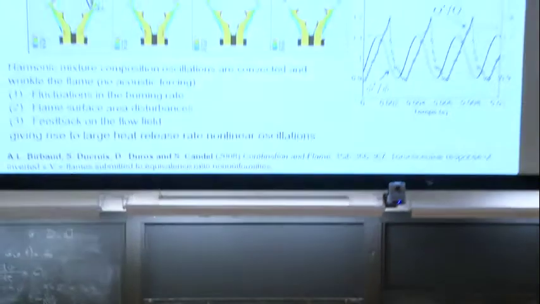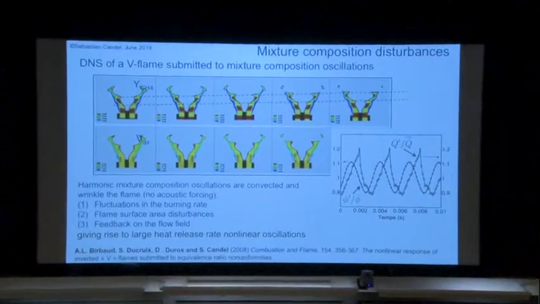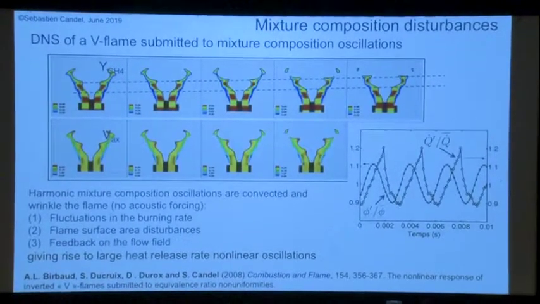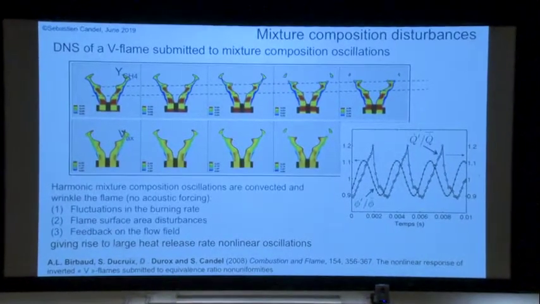So you can send a wave of equivalence ratio, for example, on this V flame, and you can study how that modifies the V flame. And you can study the heat release that is being produced. That is rather nonlinear. You see, this is heat release fluctuation. These are equivalence ratio fluctuations, and they produce these heat release fluctuations here. And so we studied that with numerical techniques. It's simpler than to do that experimentally.